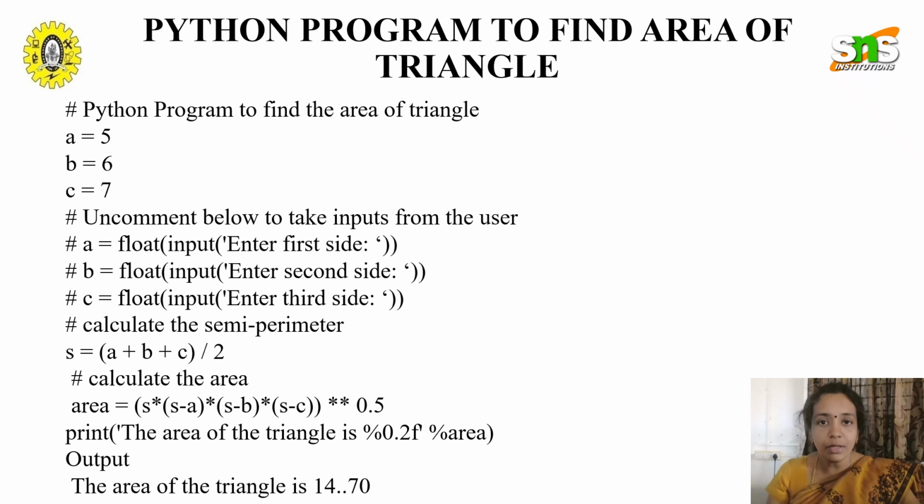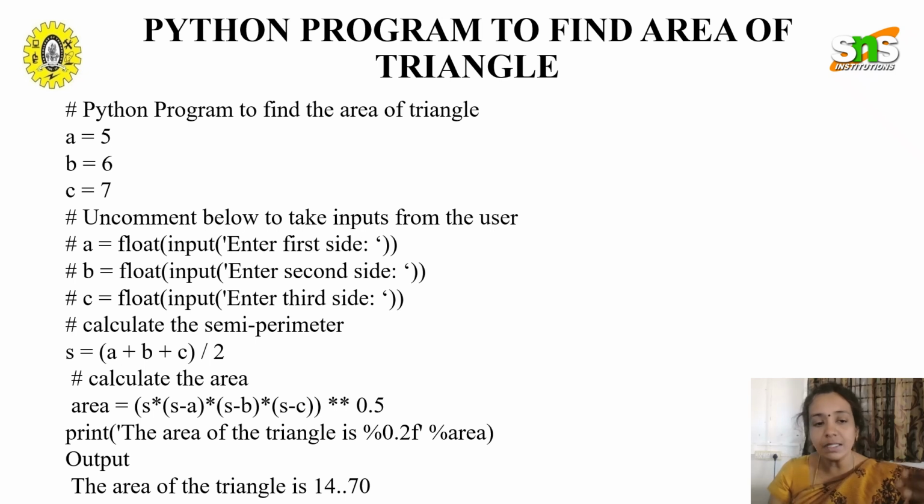a triangle. We know that the formula is S is equal to (A plus B plus C) divided by 2, which is used to determine the semi-perimeter, and after determining the semi-perimeter, I have to determine the area. So the formula is given in the program. Area is equal to S, the semi-perimeter, into (S minus A) multiplied with (S minus B) multiplied with (S minus C), whole power of 0.5. Whenever you have a double star in a Python program, it means power or exponent.